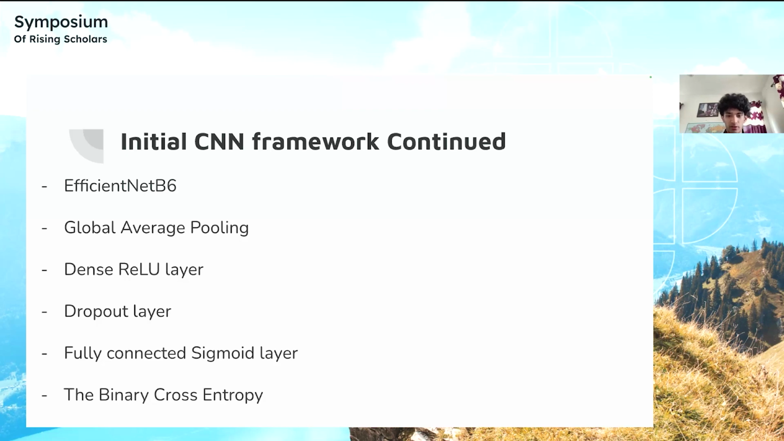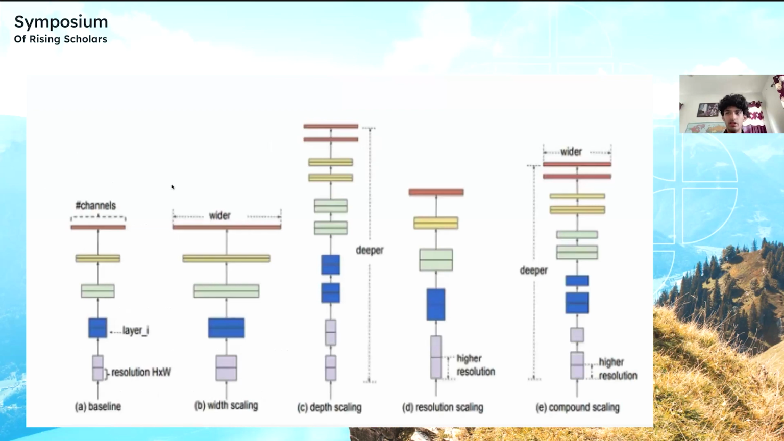And for a final prediction, we used the fully connected output layer, providing the probability score for the presence of melanoma in the skin lesion images. The model was trained using the binary cross entropy loss function, and this is generally well suited for binary classification tasks. So this image just shows different scaling, the width scaling, depth scaling, and resolution scaling. So when you scale CNNs, you want to use all 3 of them, which is compound scaling. And EfficientNet B6, created by Google, essentially does this really well, which is why we chose to use it.